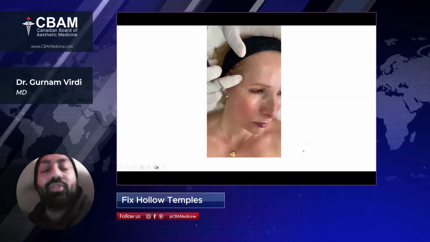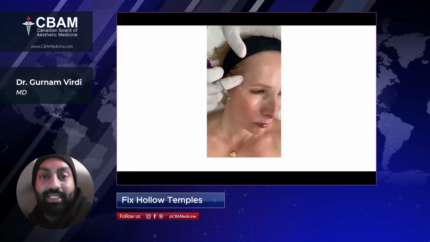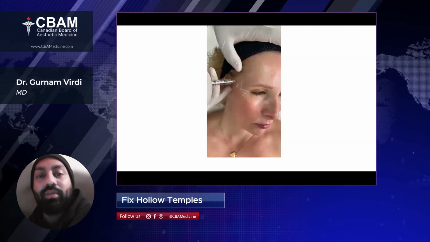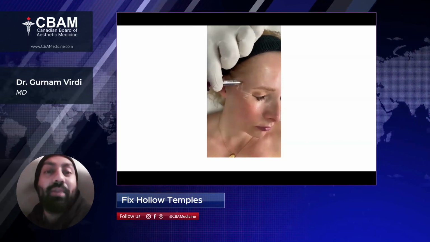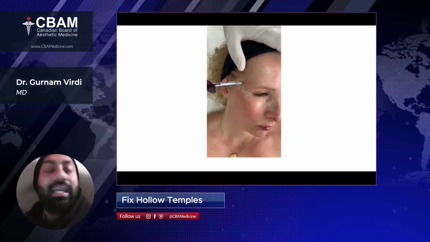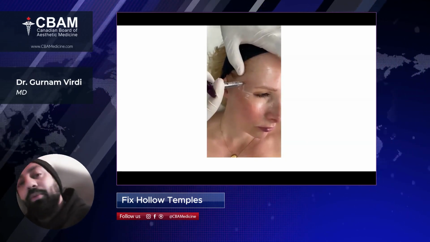And I would have used half a cc there. So 0.5 mil is what I would have used. Can you use more? Of course, you can safely usually put around 1 mil. Most of my patients typically require 0.5 mil. Again, it depends on assessment. You don't want to put too much in and then masculinize the upper third of the face.